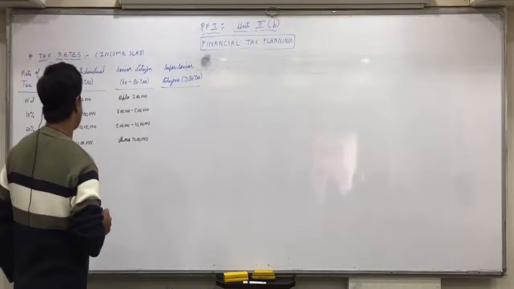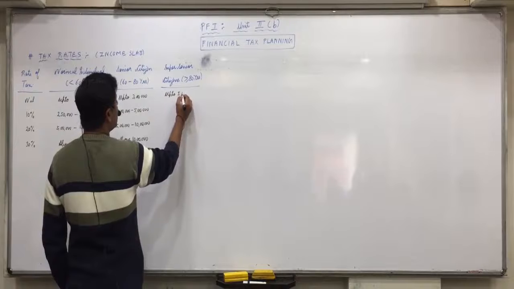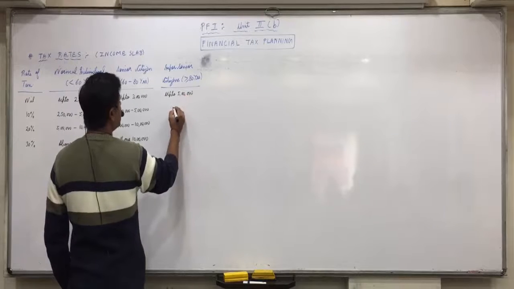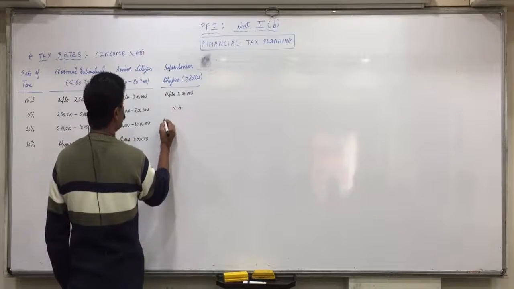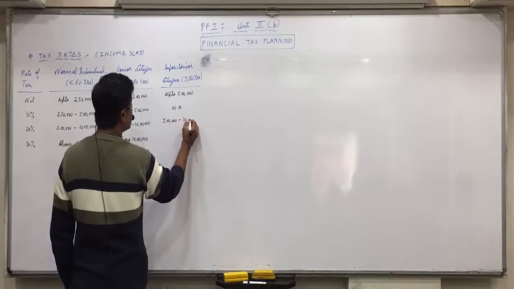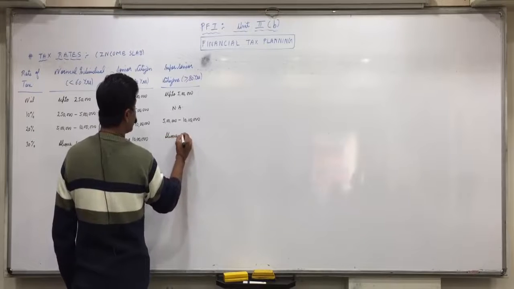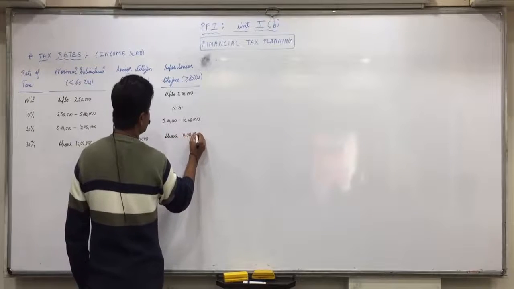And super senior citizens up to 5 lakhs, no tax. 10% is not applicable on them. Directly 5 lakhs to 10 lakhs, 20%, and above 10 lakhs, 30%.